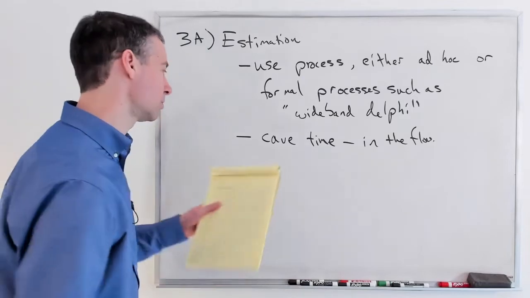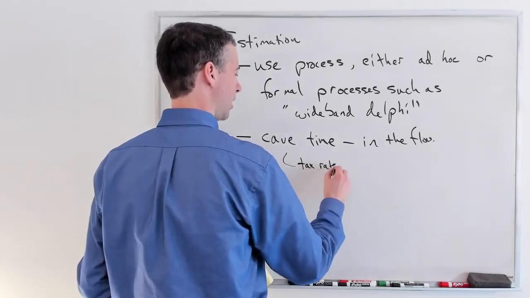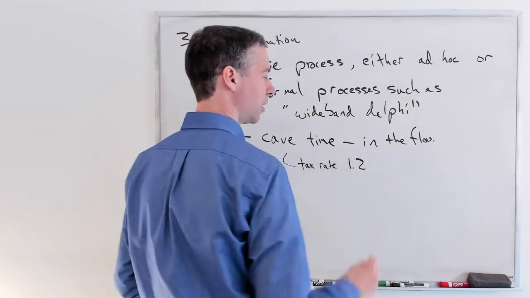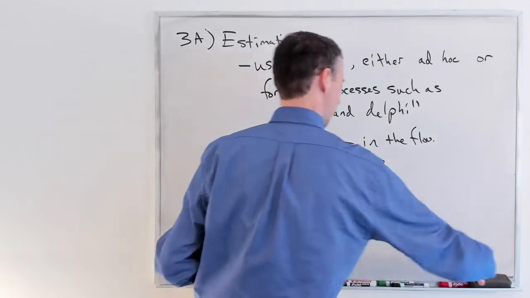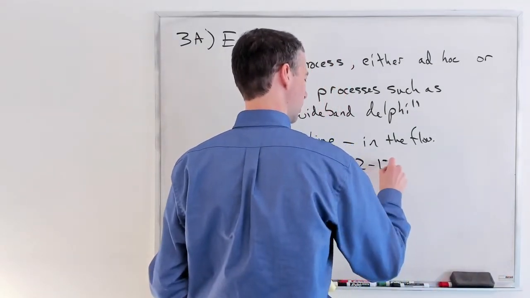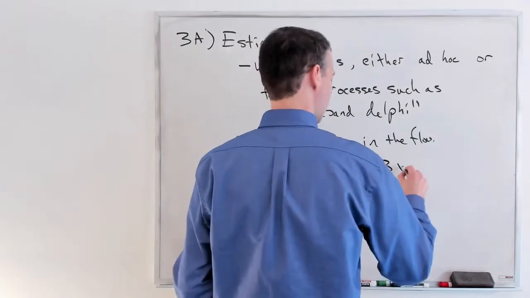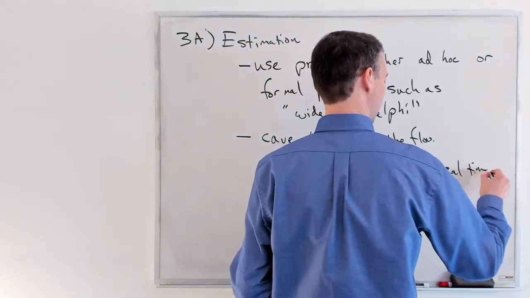And then what you do is you apply a tax rate to it. And so for a regular developer, it might be 1.2 times, a 20% increase. For a team lead who has more interruptions from people and stuff, it might be 1.3. So you multiply them to then get your real-time estimate.